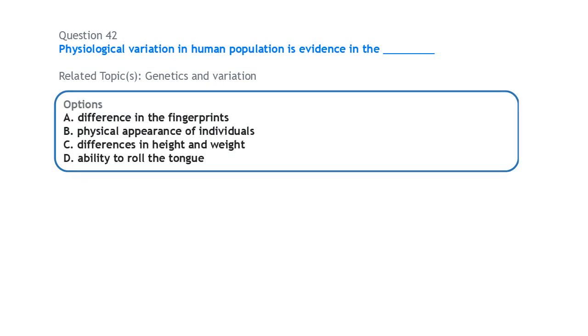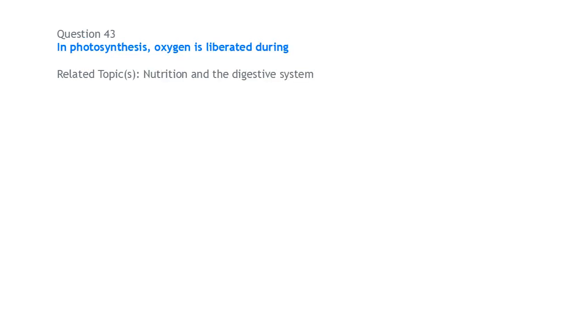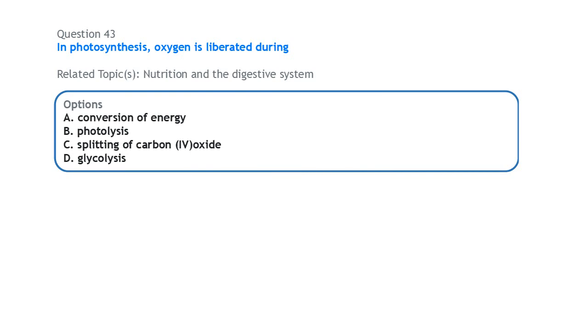Next question on genetics and variation. Physiological variation in human population is evident in the ability to roll the tongue. An example of this physiological variation is the ability to roll the tongue. So we have people who can roll their tongue into a kind of cylindrical form, and there are people who cannot roll their tongue. It's a physiological variation.